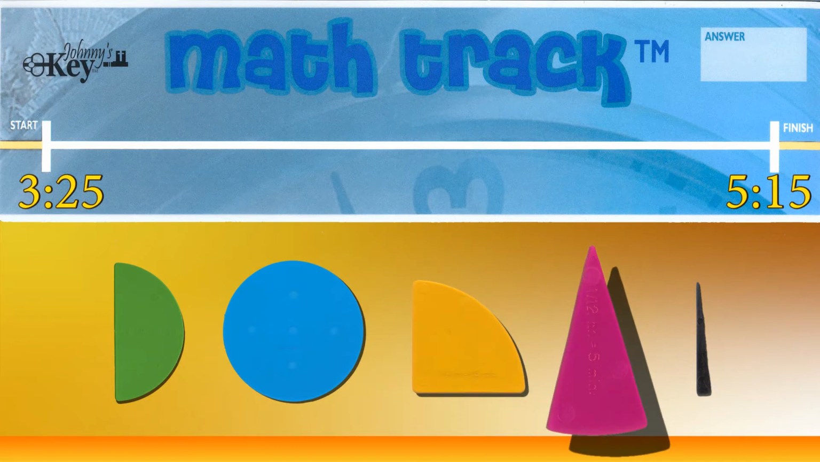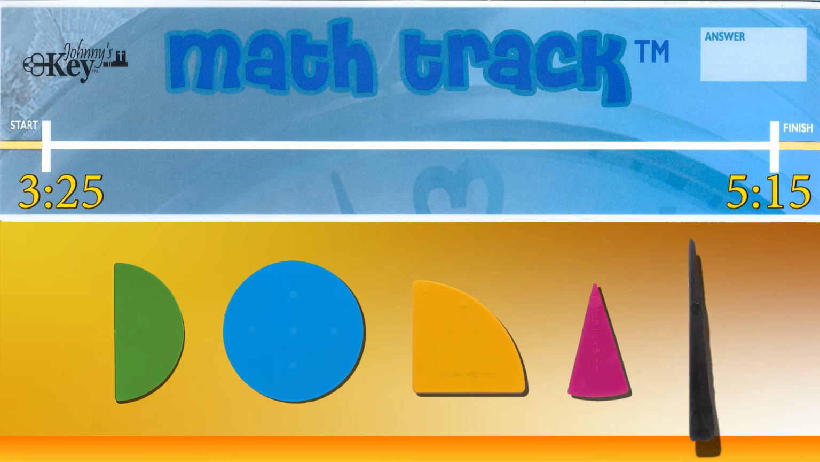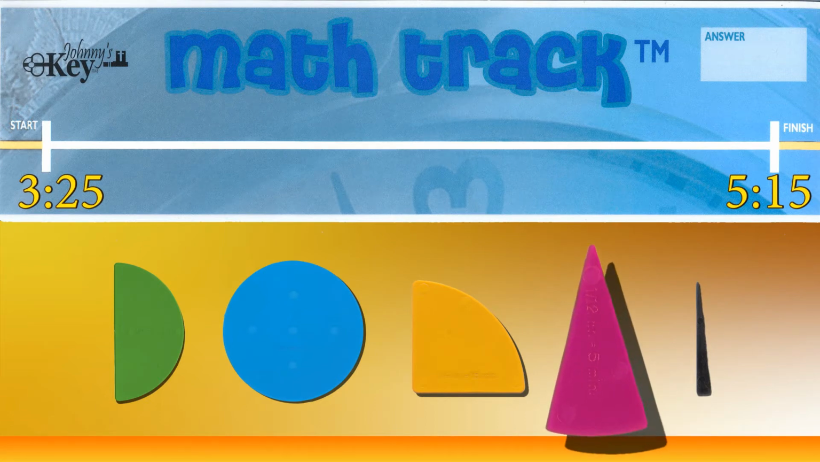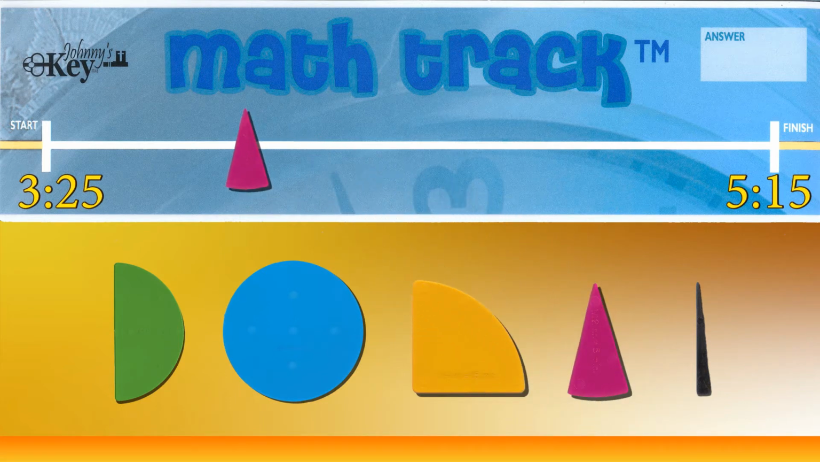Next, the red one is tricky, so prove to me what you think the red one is worth. Convince me. How do you know it is worth 5 minutes? And these little tiny black ones are each worth 1 minute. First, select a piece of time to count up from 3:25 to 5:15. What piece of time do you want to use first?